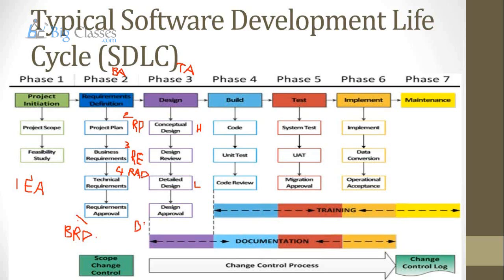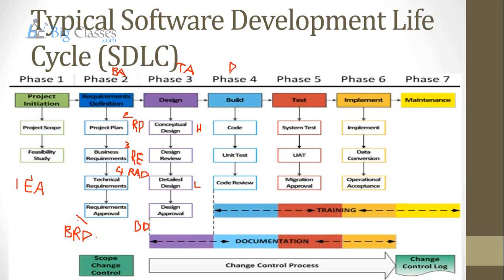There would basically be two documents: one high level design document, HLD as we call it, and the second one is a low level design document, or LLD. So those are the two design documents which should come out. Now these design documents would be given to the developers.